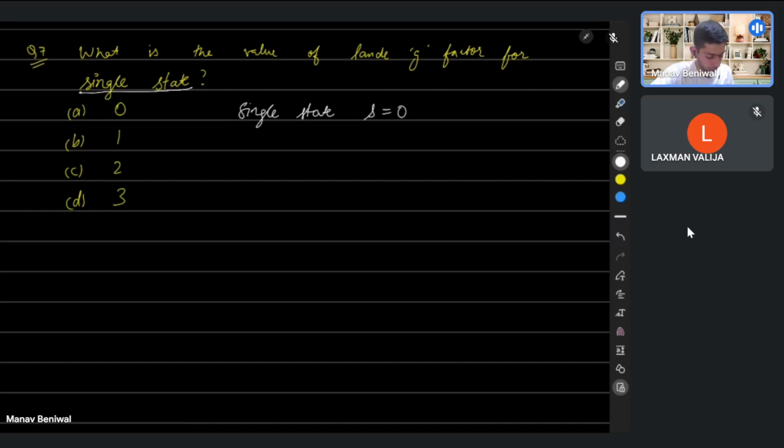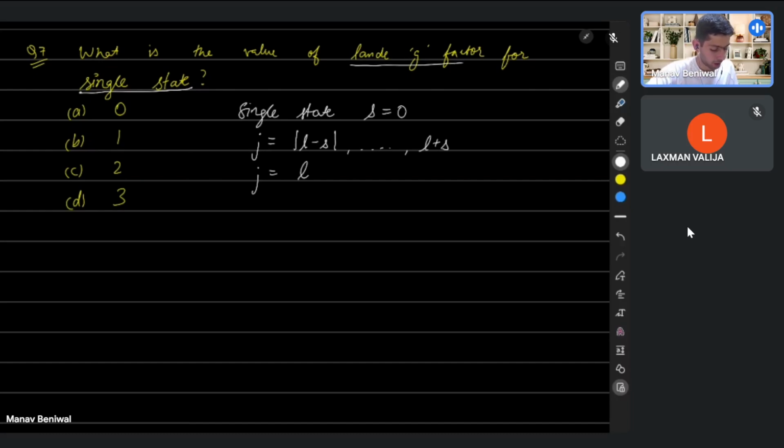Now we know that our total angular momentum j goes from L minus s all the way up to L plus s. But when we put s equal to 0, then J will be nothing but L. There is only one possible value for J, which is L, and it cannot have any other value.